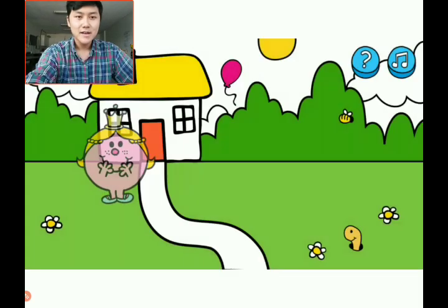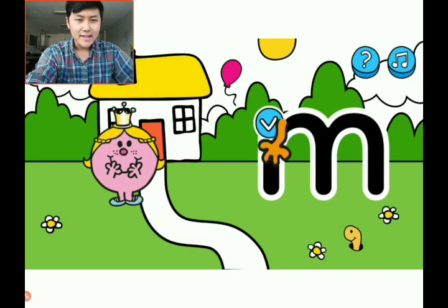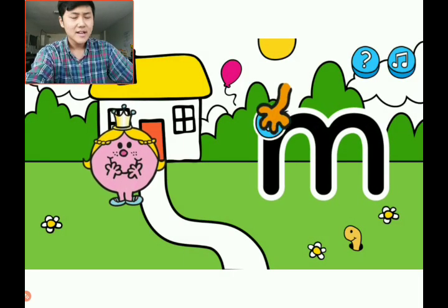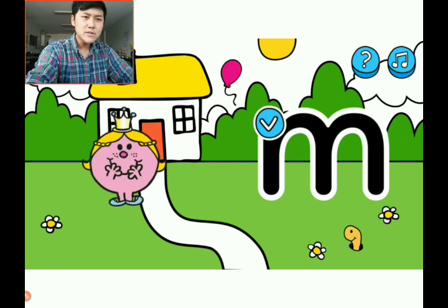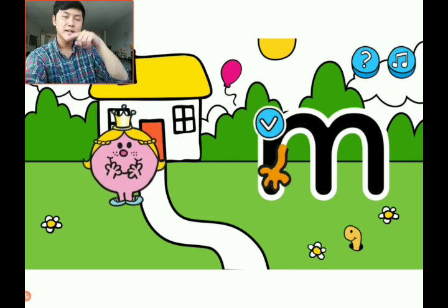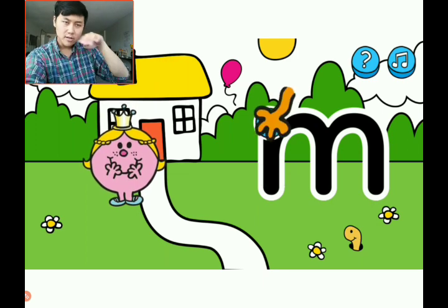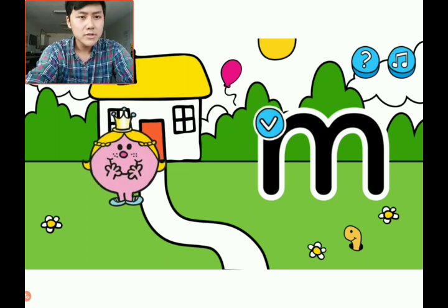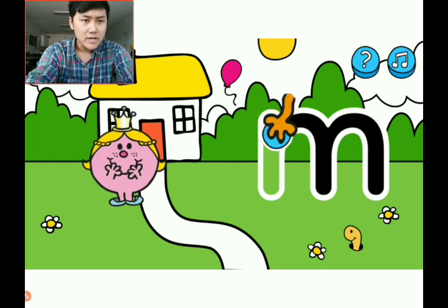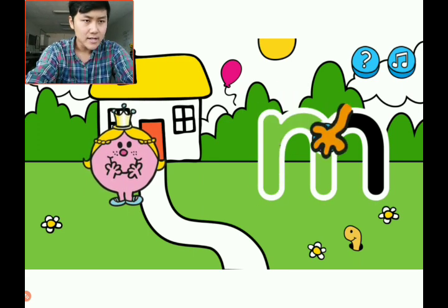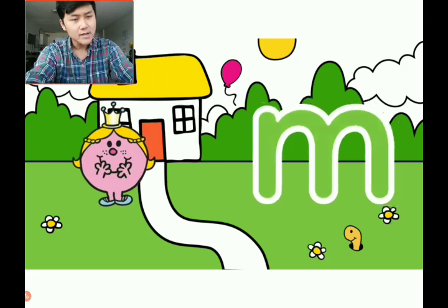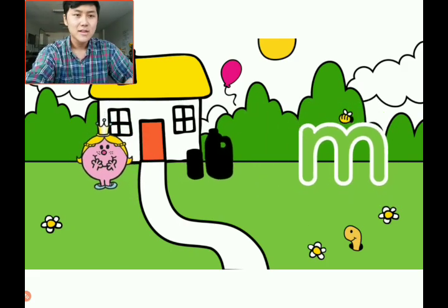Next up is letter M, and that's Little Miss Princess again. I'm going to show you guys how to do it. So similar to an uppercase M, but uppercase M, if you guys remember, had points. These ones have the curves, and they're a lot shorter. So we're going to do one line down, and we're going to do a curve like this, go down, and then another curve, and go down again. That is the letter M. And M stands for milk.